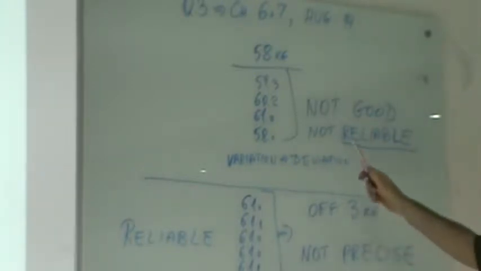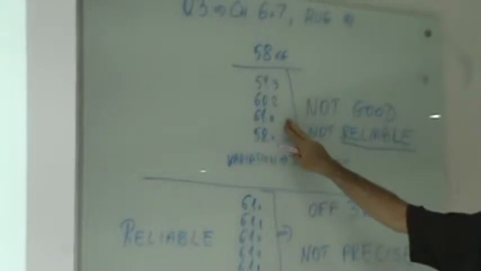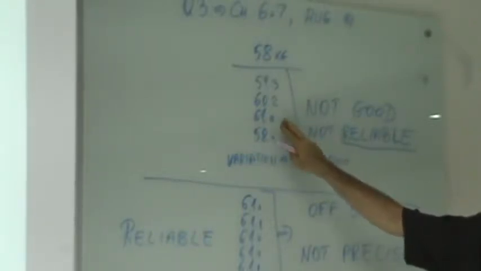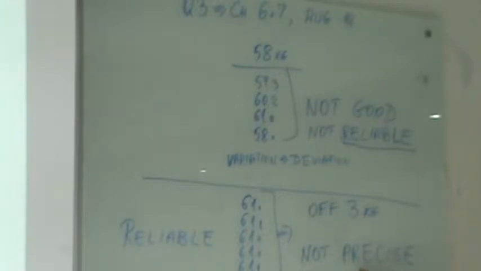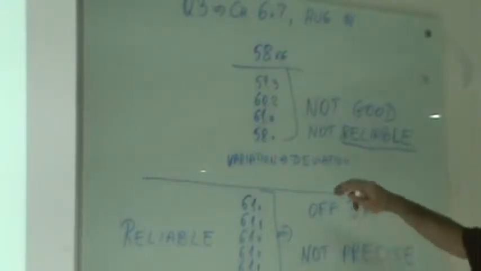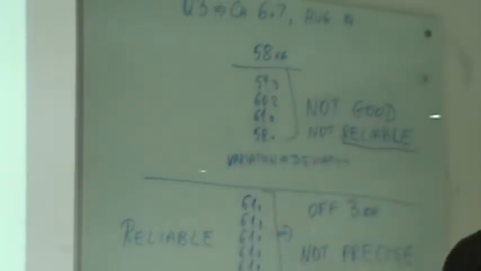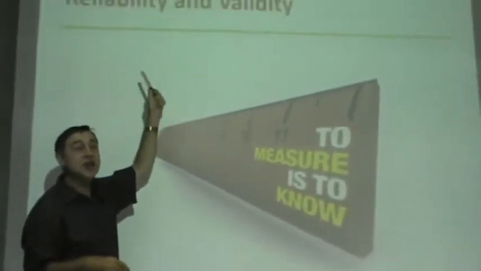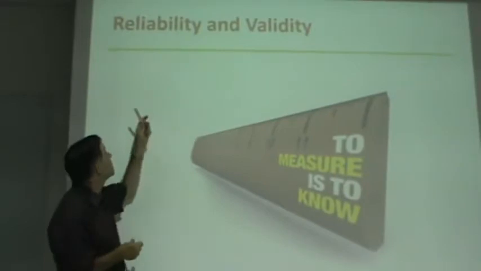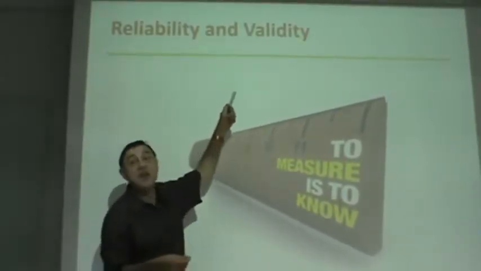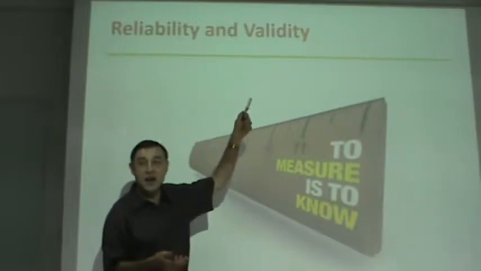Alright? So, this is an example where there is no reliability, and this is an example where there is no precision. If you want a measure to be good, it must be both reliable and precise at the same time. So, when we're using any type of selection criteria, you want the criteria to be reliable and you want the criteria to be valid, as in precise, okay?